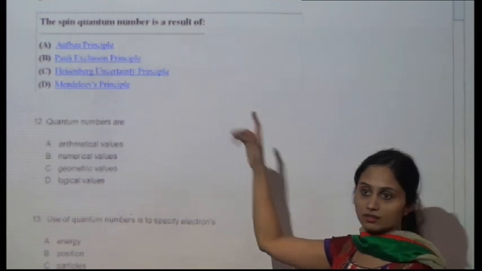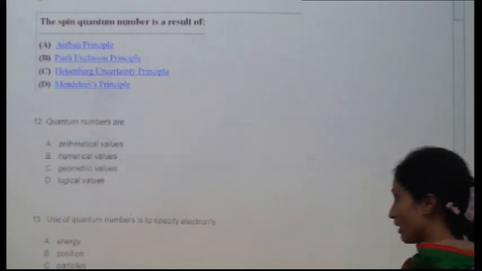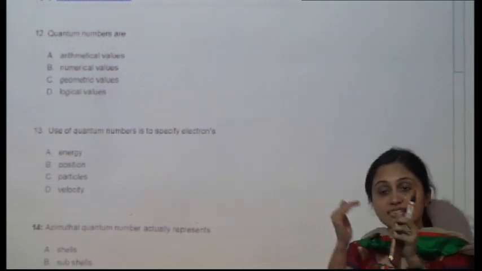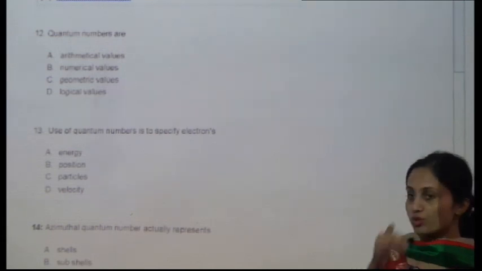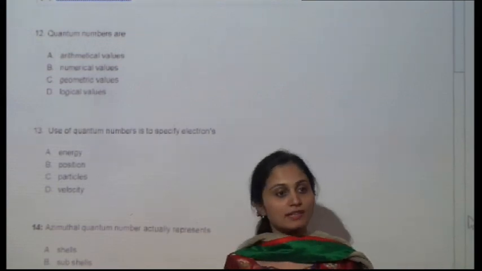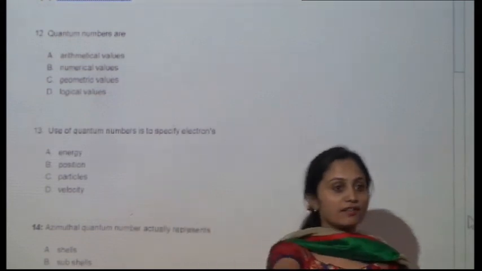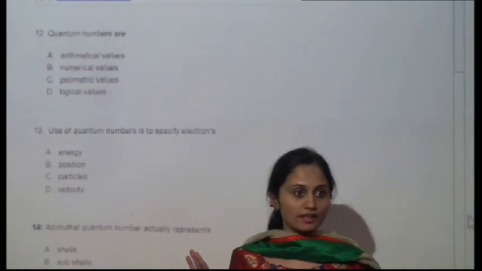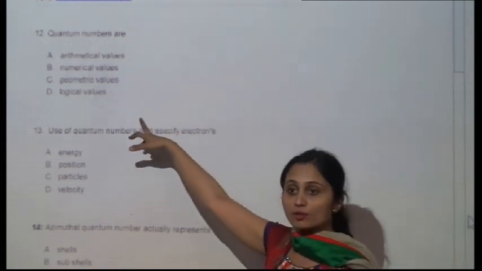Sure. Yes, ma'am. Quantum numbers are arithmetical values, numerical values, geometric values, logical values. Numerical values, because these have been derived quantitatively. There is a proper derivation, a solution which is actually there. And remember that Schrodinger's quantum mechanics is based on his wave equation, which is dependent on the wave motion. Heisenberg gave it in terms of matrices, so his is known as matrix mechanics. Okay, that's clear to everyone. Then we next move on to, so remember that these are numerical values.